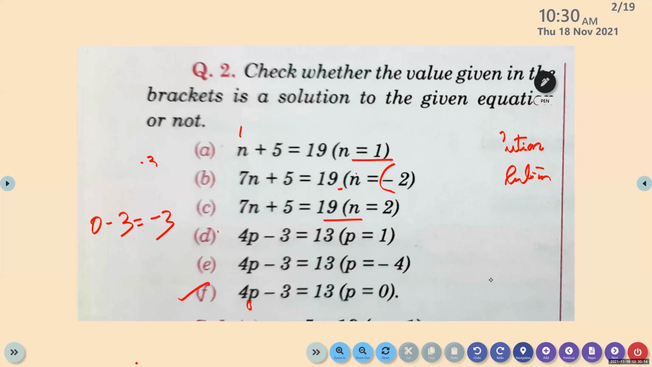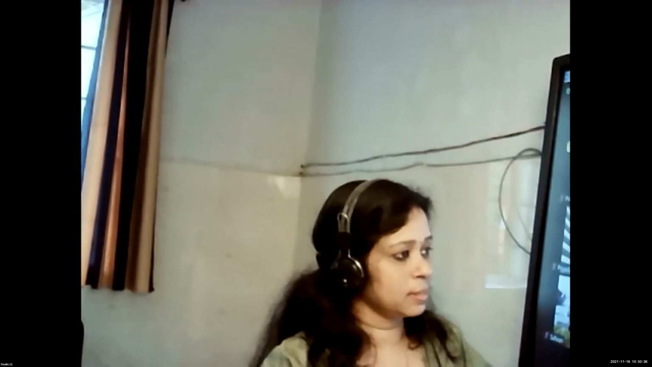So children, what is the meaning of solution? Did you understand? A solution means a number which satisfies the equation. That means which makes the left hand side equal to the right hand side. Clear? All of you? Yes, ma'am.